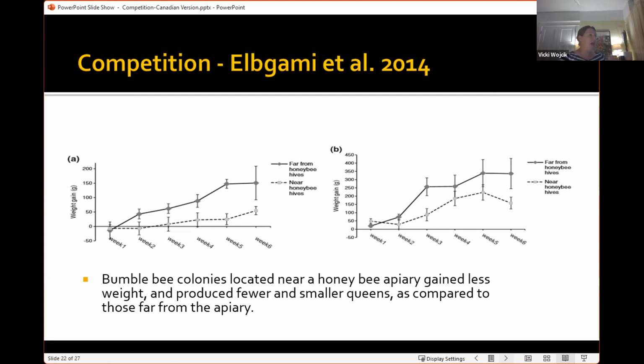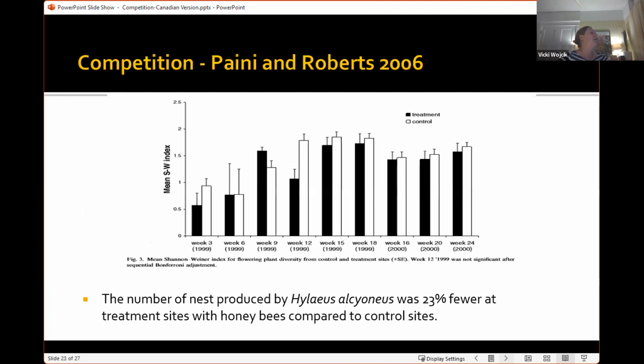So an indicator here that, again, the interaction in the landscape with honeybees did have, at least on the fitness outcome, an impact. And the last two I'm presenting are not bumblebees, but actually other wild bee species. So this is a study from Australia looking at Hylaeus, which is a yellow-faced bee in agricultural landscapes.